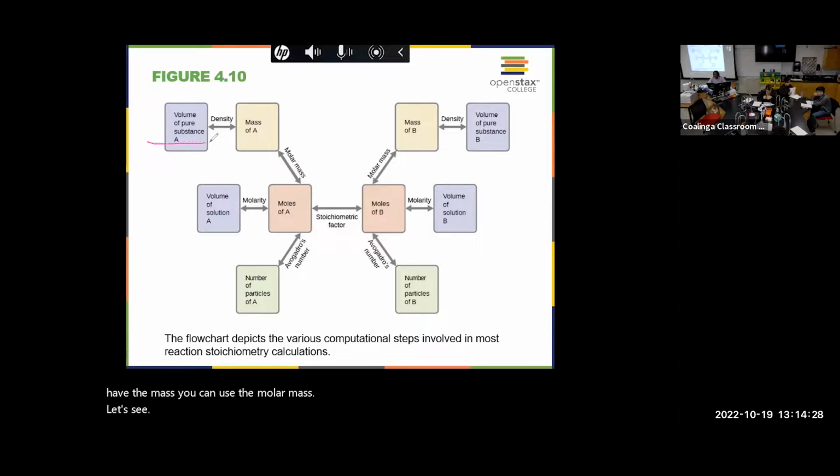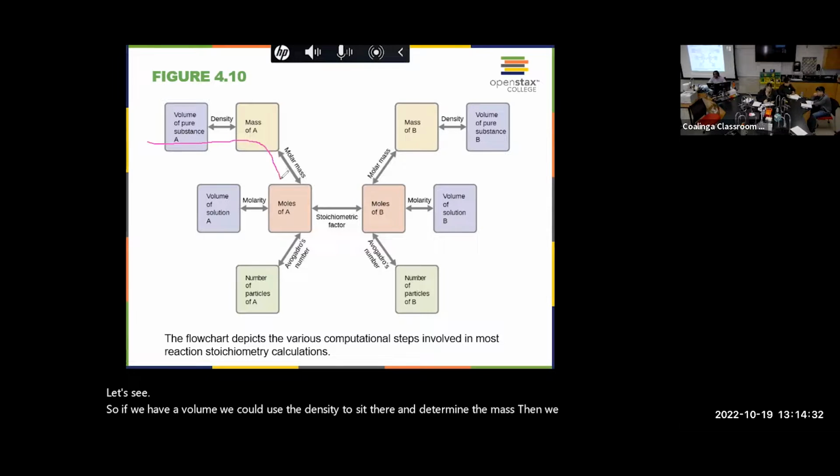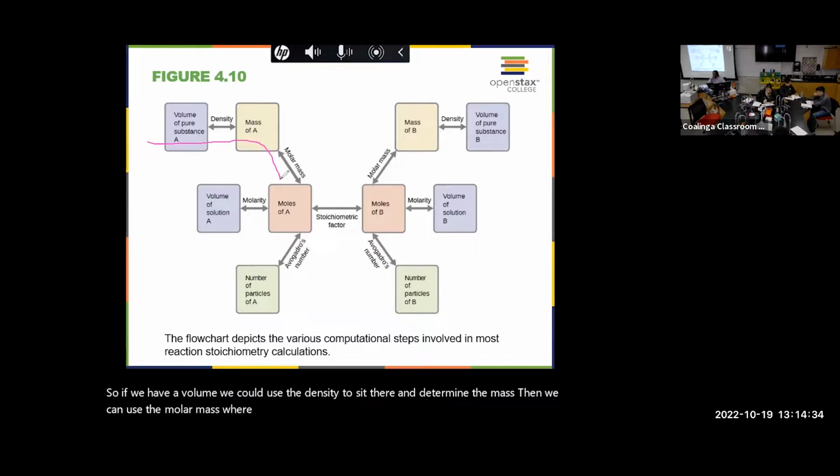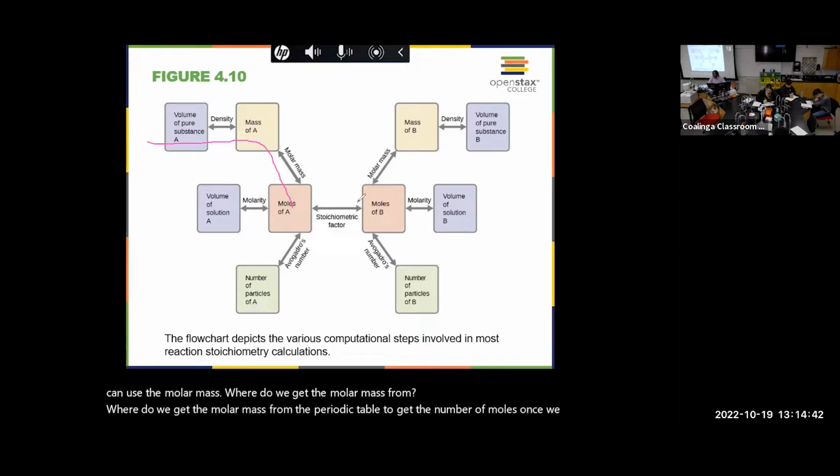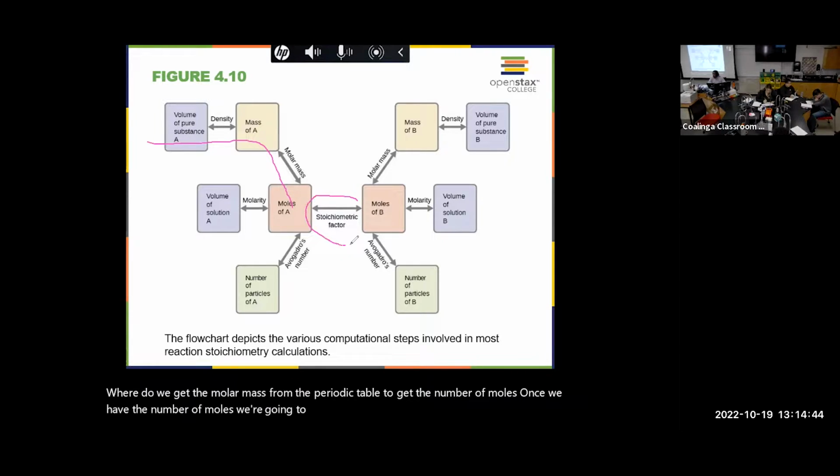So if we have a volume, we can use the density to determine the mass. Then we can use the molar mass. Where do we get the molar mass from? The periodic table. To get the number of moles. Once we have the number of moles, we're going to use the balanced chemical equation to get our stoichiometric factor. And then that allows us to get the moles of whatever other substance we're looking at. So we could be looking at another reactant, or we could be looking at another product.